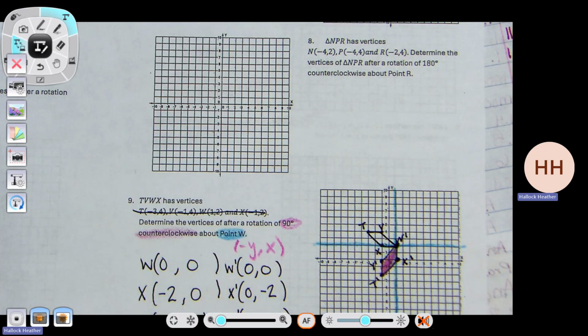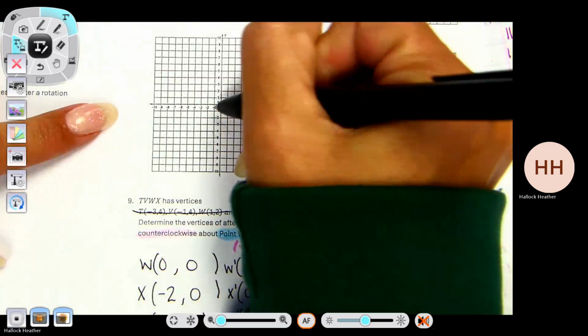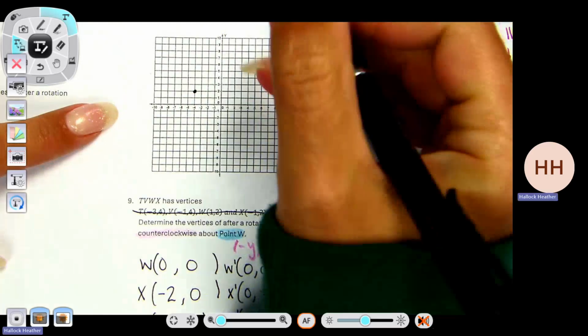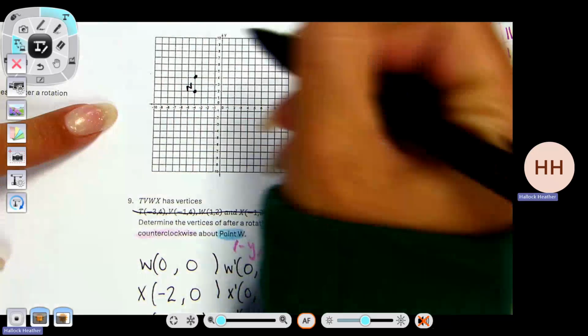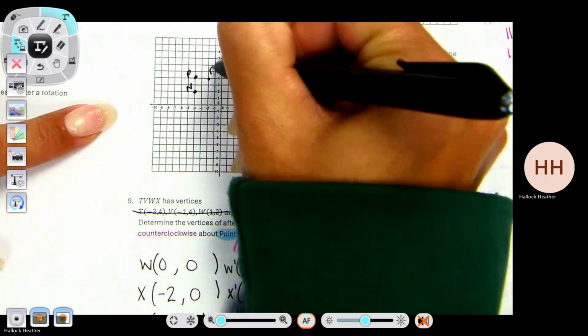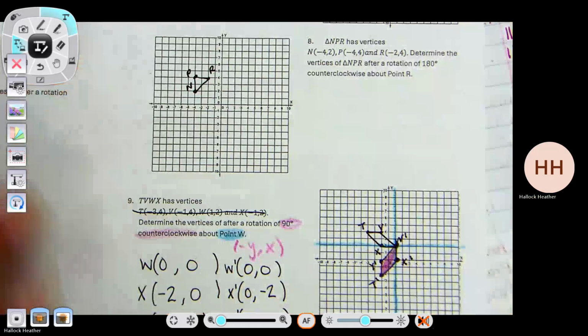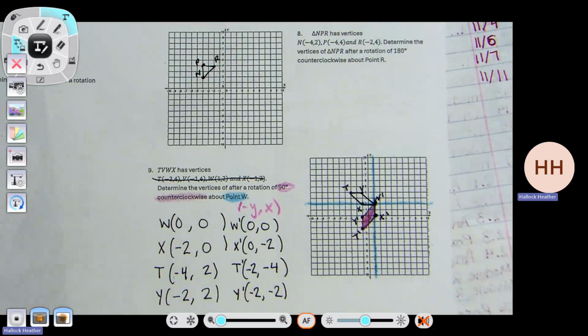Yeah, it's in Tuesday homework then. So for number 8, it should look like a triangle. Be nice. Yeah. Yes. Negative 2.